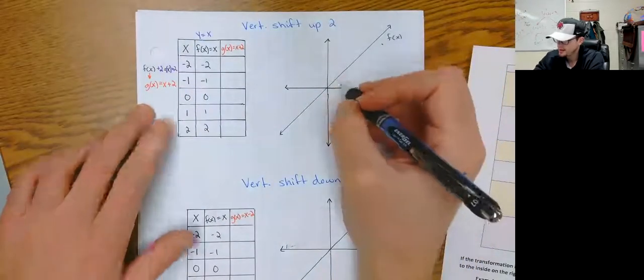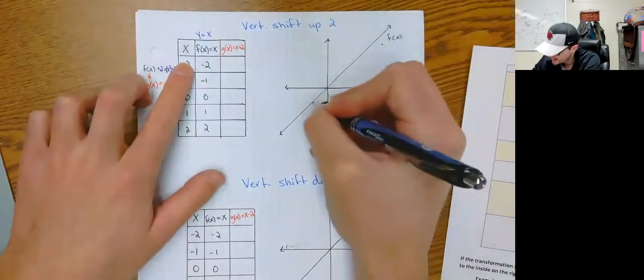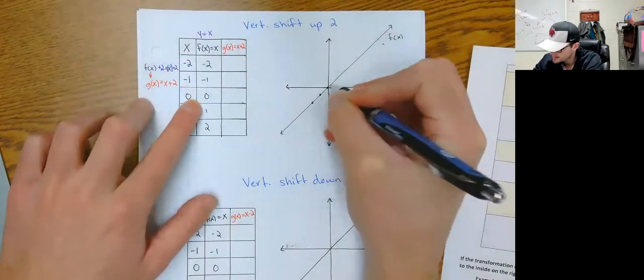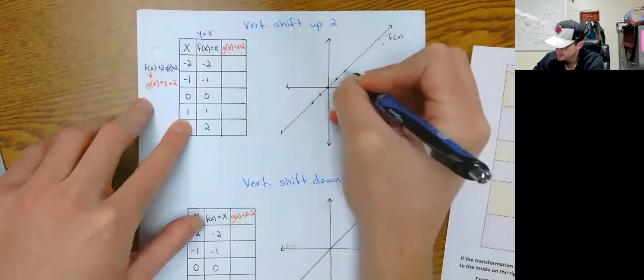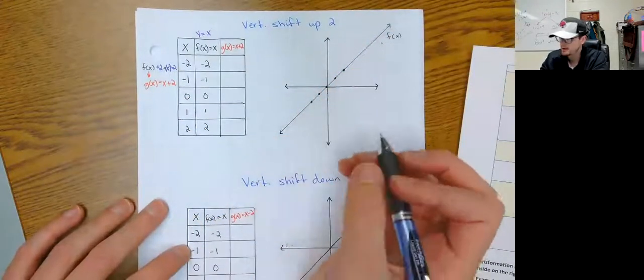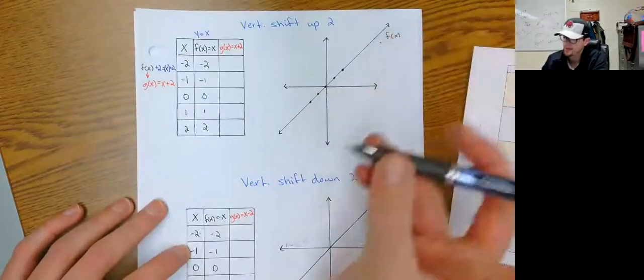When I plug in -2, I get -2. When I plug in -1, I get -1. When I plug in 0, I get 0. When I plug in 1, I get 1. When I plug in 2, I get 2. That's the parent function of a linear function. So this is f of x.